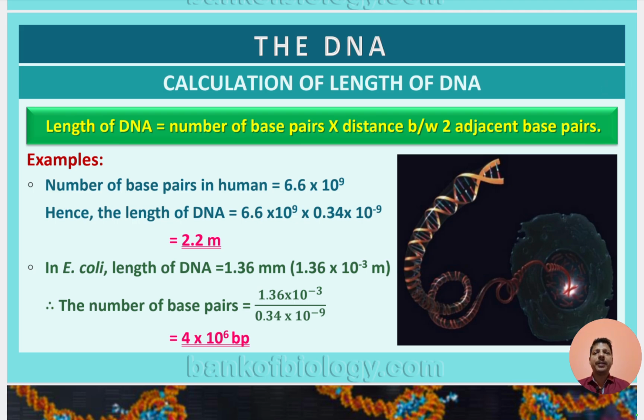Coming to calculation of the length of DNA, the length of DNA can be calculated by the number of base pairs multiplied by the distance between two adjacent base pairs. Example, the number of base pairs in human is 6.6 into 10 to the power 9, and the length of DNA is 6.6 into 10 to the power 9 multiplied by 0.34 into 10 to the power minus 9, approximately 2.2 meter. In E. coli, the length of DNA is 1.36 mm, or 1.36 into 10 to the power minus 3 m. Therefore, the number of base pairs is 4 into 10 to the power 6 base pairs.